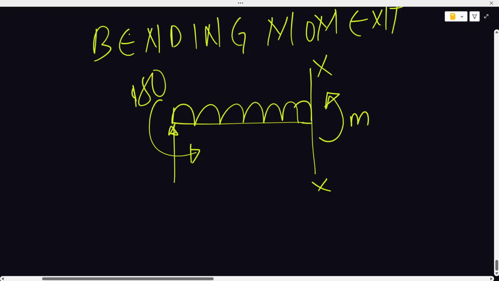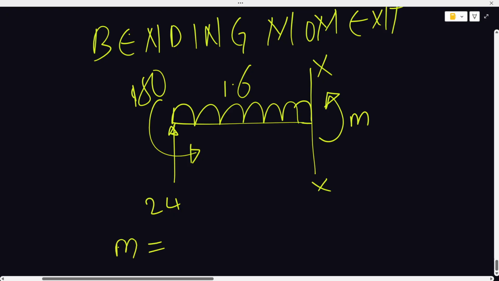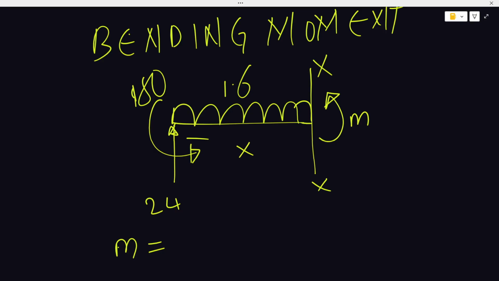So 1.6, so 24. Once again, we don't need to waste time to apply equilibrium equations. We just need to bring out M and form the equation. Once again, this is x from here to here. So 24x, which is positive because it brings the beam upward, minus 180 brings the beam downward, minus this UDL here also brings the beam downward, which is 1.6 x squared over 2.